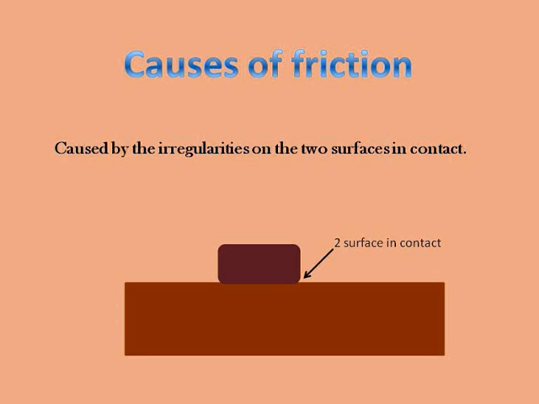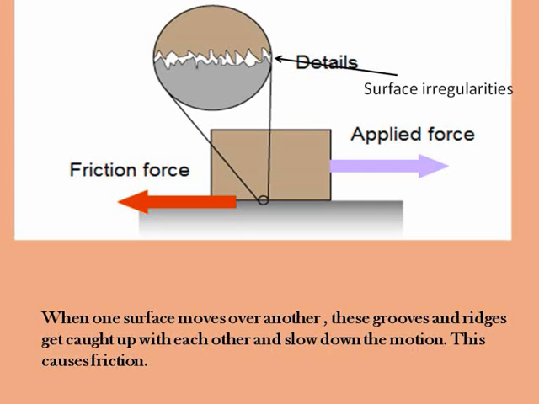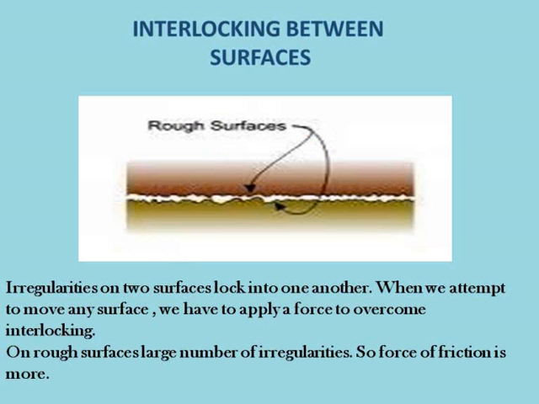Surface irregularity. All surfaces, when zoomed into a microscopic level, contain hills and valleys that interlock when they move on or rub on top of each other. This unevenness of the surface is called surface irregularities or roughness. Rough surfaces have large irregularities while smoother surfaces have fewer irregularities.